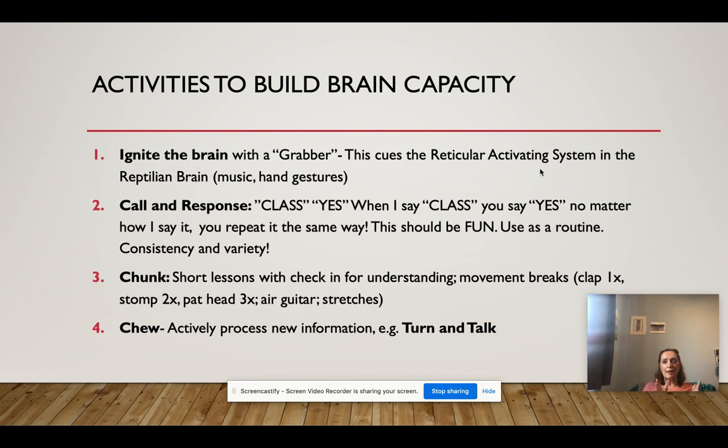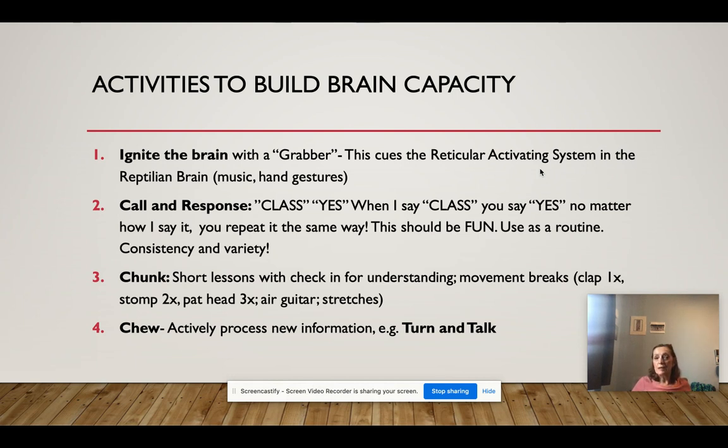Activities to build brain capacity. We have the igniter, we have the call and response. Chunk. Use short lessons with checking for understanding. And this is where, remember, after 20 minutes, kids are checked out. So you want to do some movement breaks. You can do clap 1 time, stomp 2 times, pat head 3 times. You could do air guitar. You could stand and stretch. So some kind of movement.